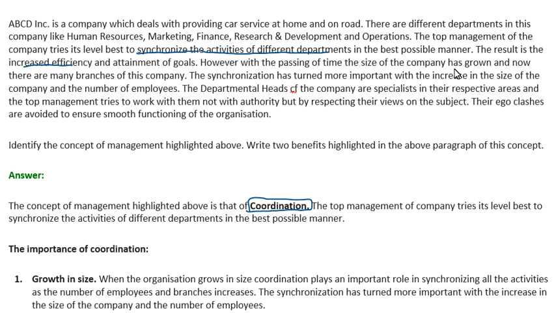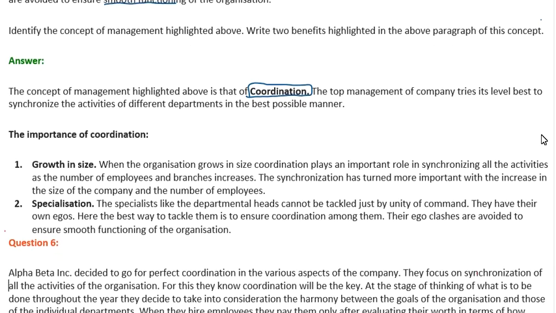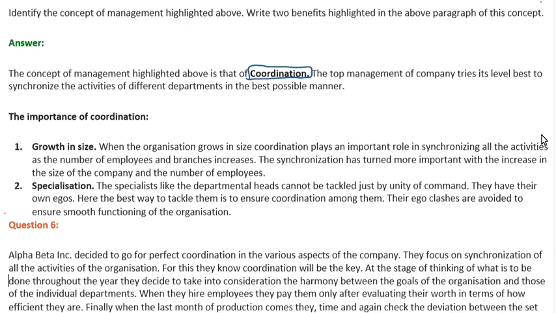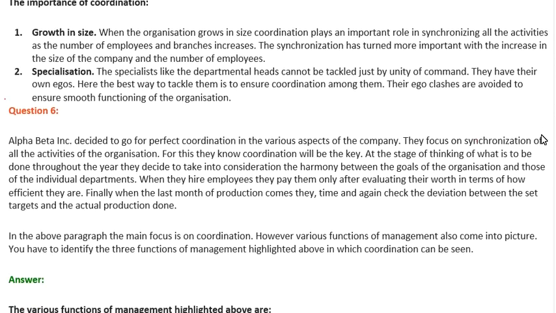We can see company has grown, that means growth in size. Okay, and what we can see is specialization. We can see specialization also. And what we can see, lesser clashes and smooth functioning of the organization. So we can write any two of these. Let's see what is there in the answer. Here two are mentioned: growth in size, as we have already discussed, and specialization. Let's see question number 6.